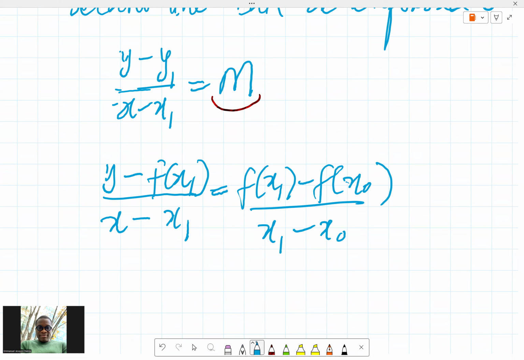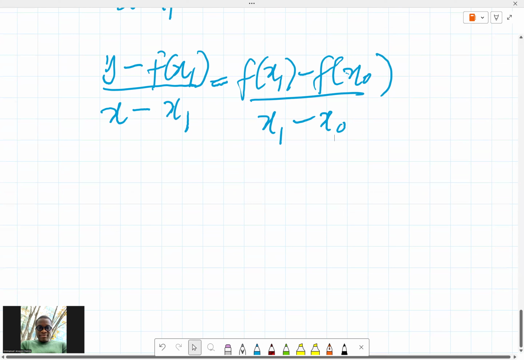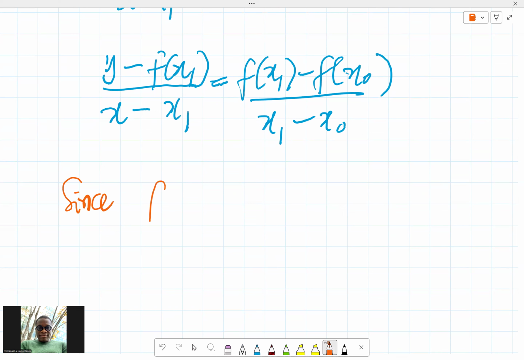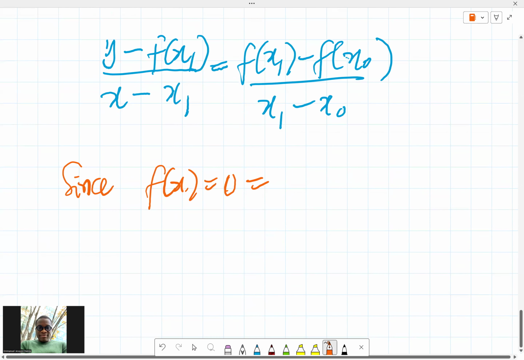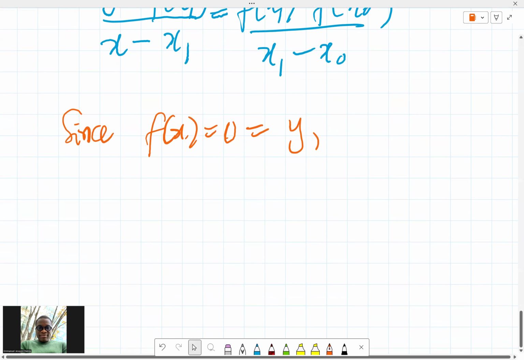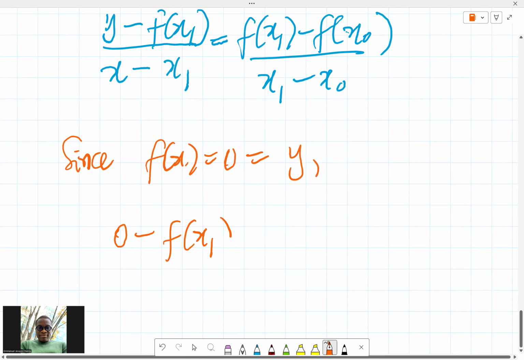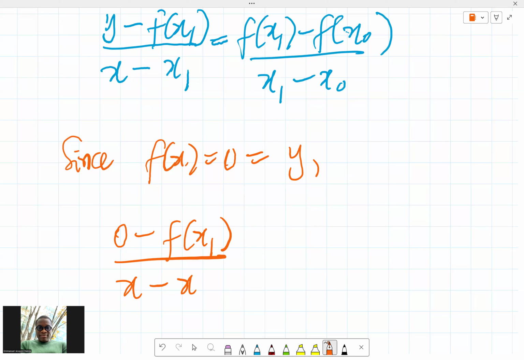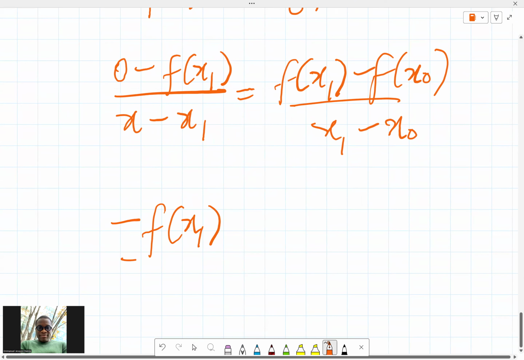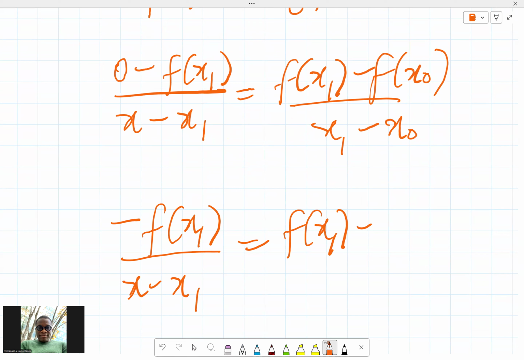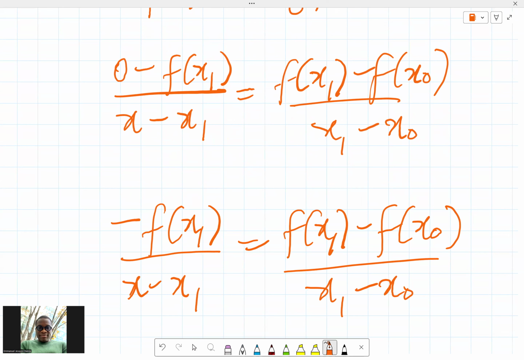Now, all we need to do is state that since f of x will be y in this case, and f of x is equal to 0, that means when we come down here, instead of y we have 0 minus f of x1 all over x minus x1, equals f of x1 minus f of x naught all over x1 minus x naught. So now this y has gone to 0. So that's the idea of secant.